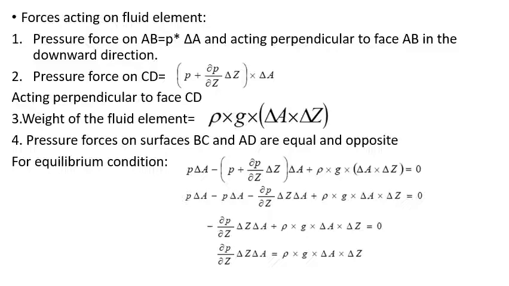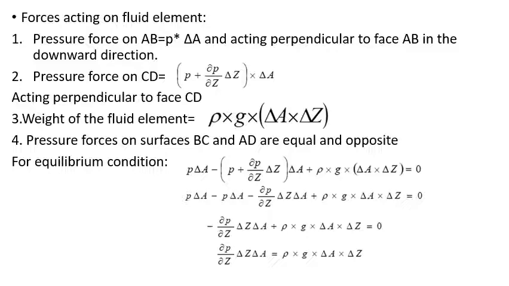Now for the equilibrium condition, the pressure force acting on face AB, that is P into delta A, minus the pressure force acting on face CD, that is P plus the change in pressure over the height Z times the area of face CD, plus the weight of the fluid element acting in the downward direction, that is rho into g into delta A into delta Z, is equal to 0.